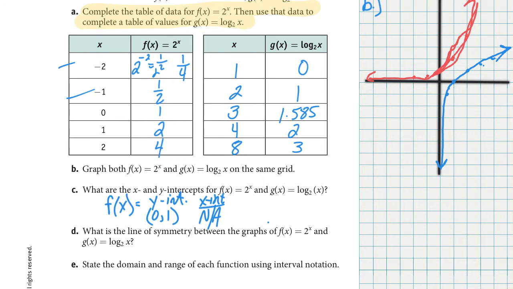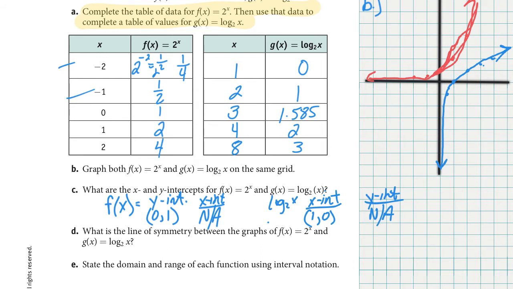And then we would look at the log base 2. Well, the log base 2 has an x-intercept, and its x-intercept is at 1, 0. And its y-intercept, if we look at it, well, it asymptotes at the y-axis, so it has no y-intercept. That does not mean it cannot have one, but the parent function does not have one. We'll talk about transformations tomorrow, but as of now, this is all we're looking at.